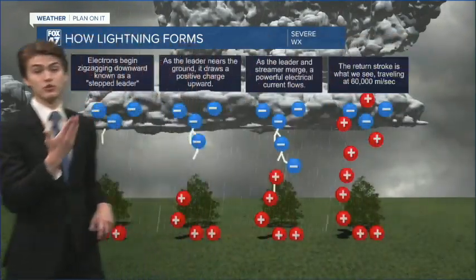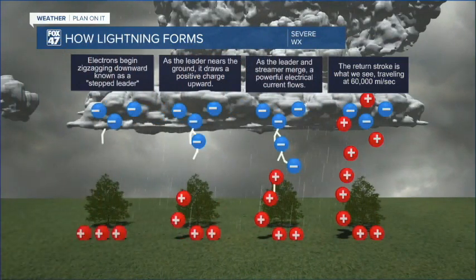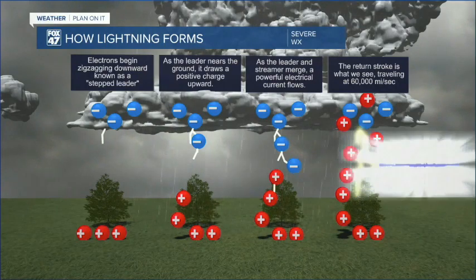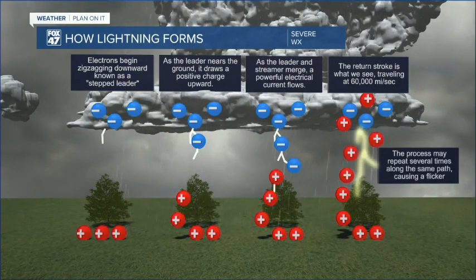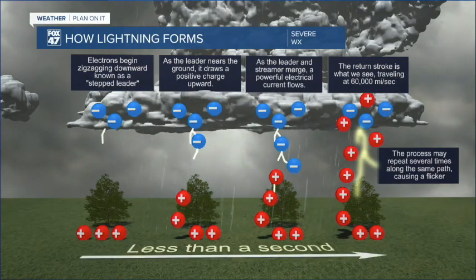And this is going to bring us to what you see, the return stroke that travels at about 60,000 miles a second. And that's when we see that lightning. The process may repeat several times and possibly along that same path, causing the flicker. And that whole process happens in less than a second.